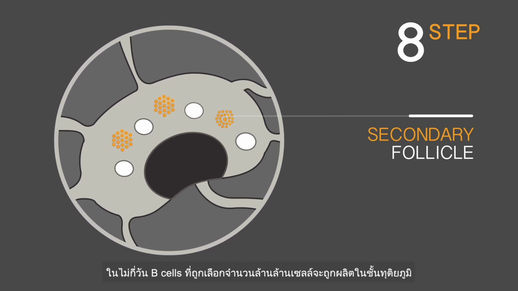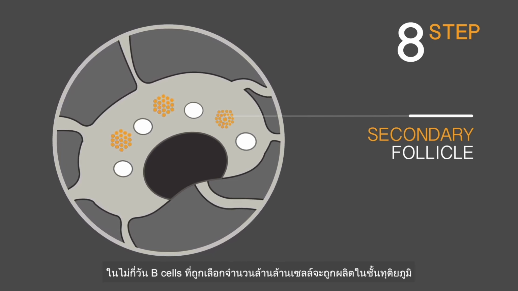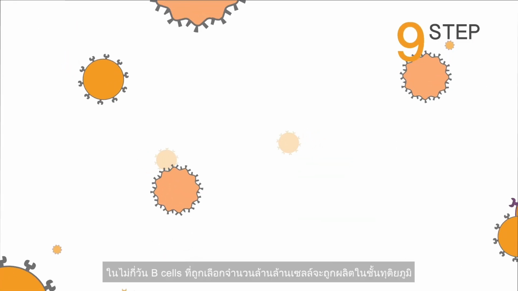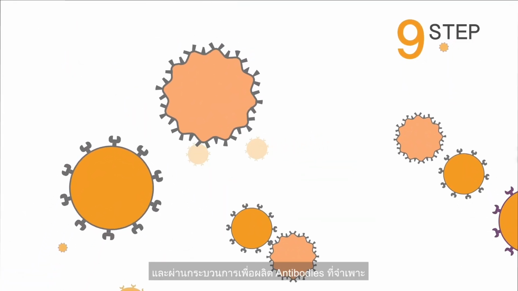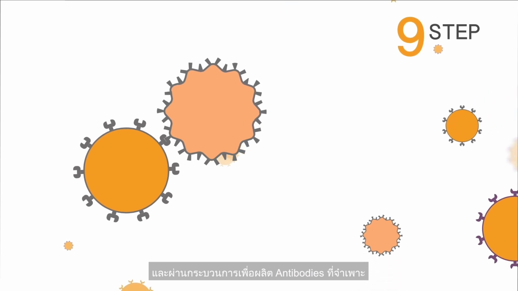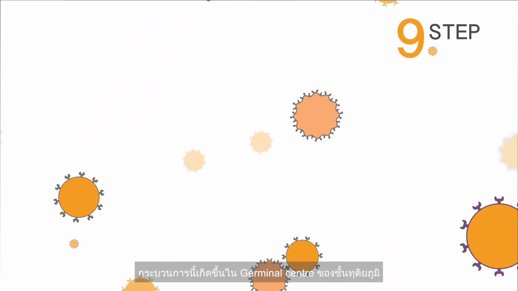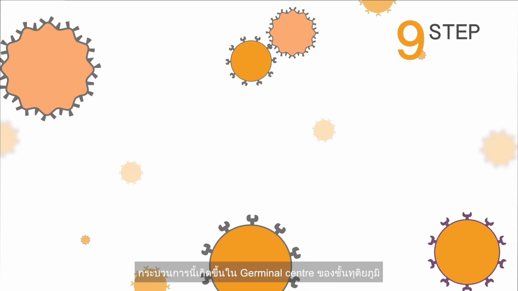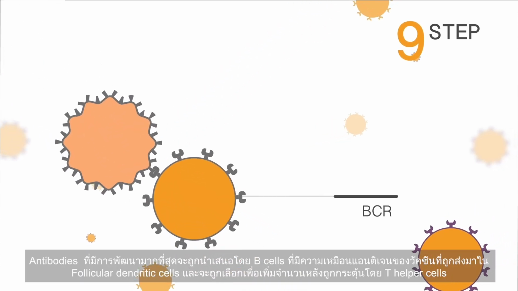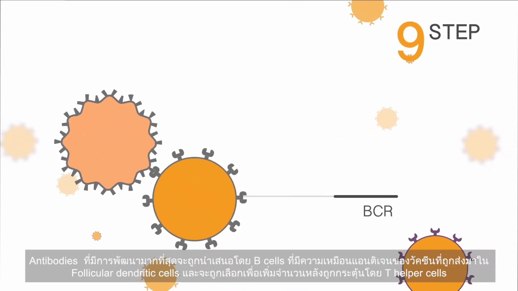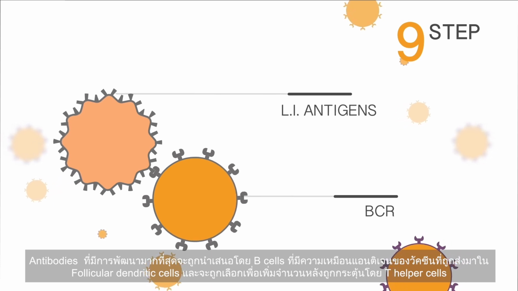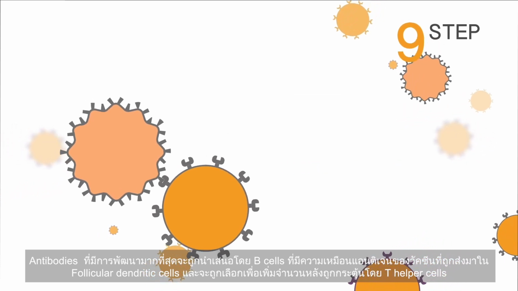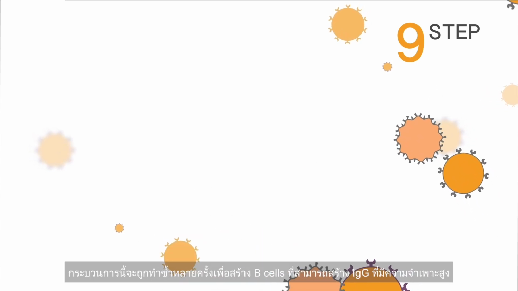In a few days, millions of selected B cells are produced, cloned, in the secondary follicle. To produce very specific antibodies, the B cells undergo an evolutionary process involving DNA mutation and selection. This process occurs in the germinal center of the secondary follicle. The hypermutated antibodies expressed by the B cells with a high affinity for the vaccine antigen displayed on the follicular dendritic cells are selected to proliferate after activation by Th follicular cells.